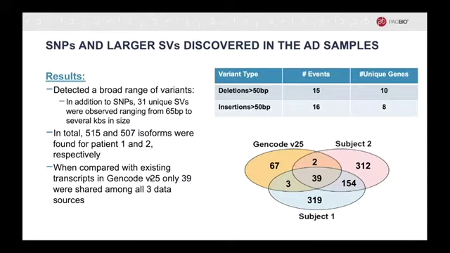In the 35 candidate genes, we detected a broad range of variants. In addition to just regular SNPs, we identified 31 unique structural variants that range from 65 base pairs to several kilobases in size. And in terms of the isoforms, we captured over 500 isoforms for each of the patients. And here you can see an overlay. Here are the GENCODE isoforms that were found in GENCODE at the time, and also all the isoforms for patient 1 and patient 2. And as you can see, there is not a lot of overlap between the different groups.